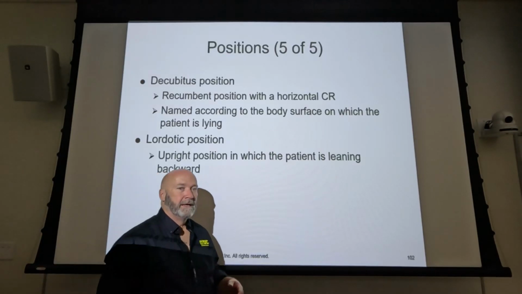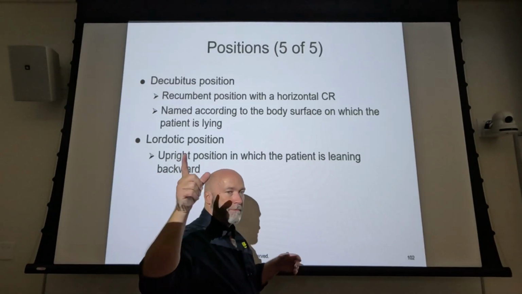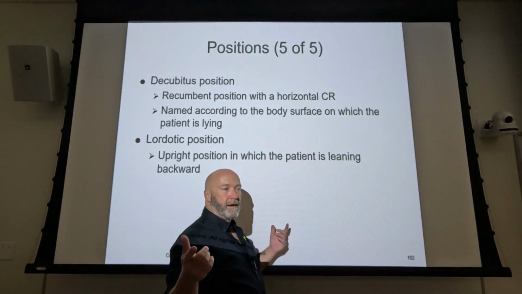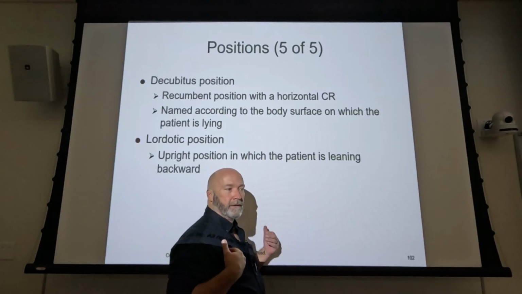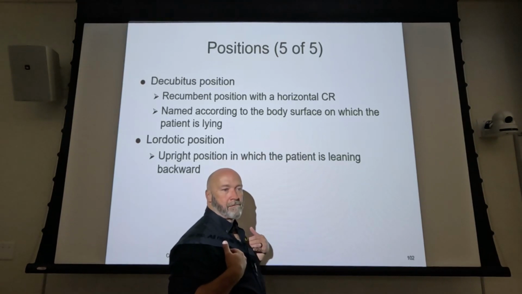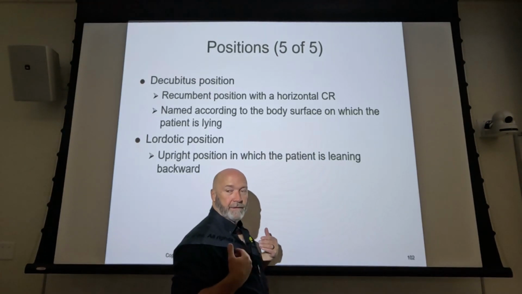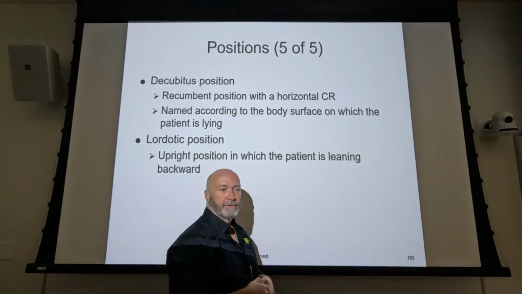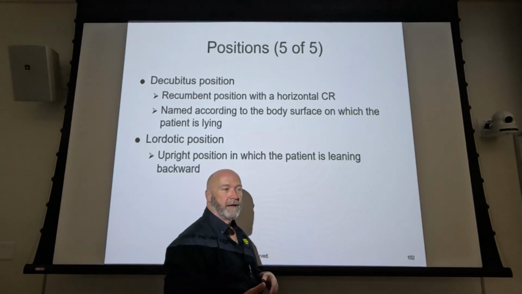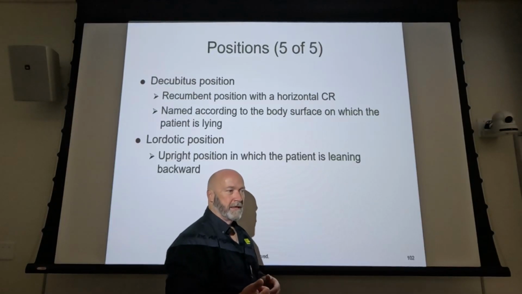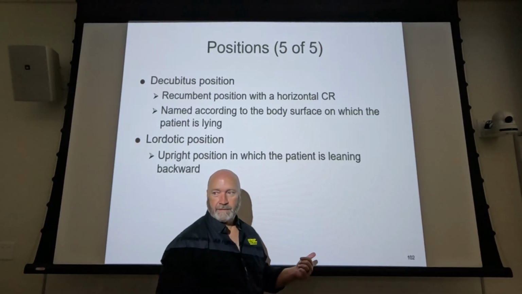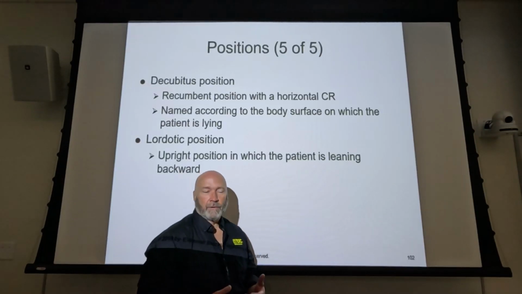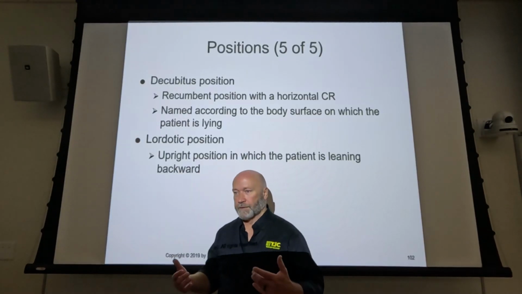The problem is if my central ray is coming from there and I'm laying flat on my back, what am I going to have as far as one lung versus the other? You're going to have magnification, yeah. Superimposition, one's on top of the other. So how do you know which lung has the pathology? Which lung has the free air versus which lung has the fluid? You can't make that diagnosis definitively. So what we're going to have to do is we're going to have to roll the patient onto their side.